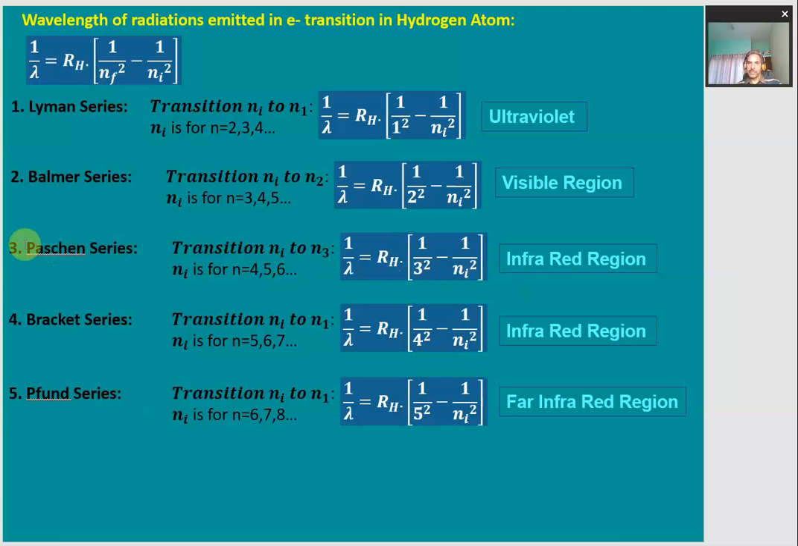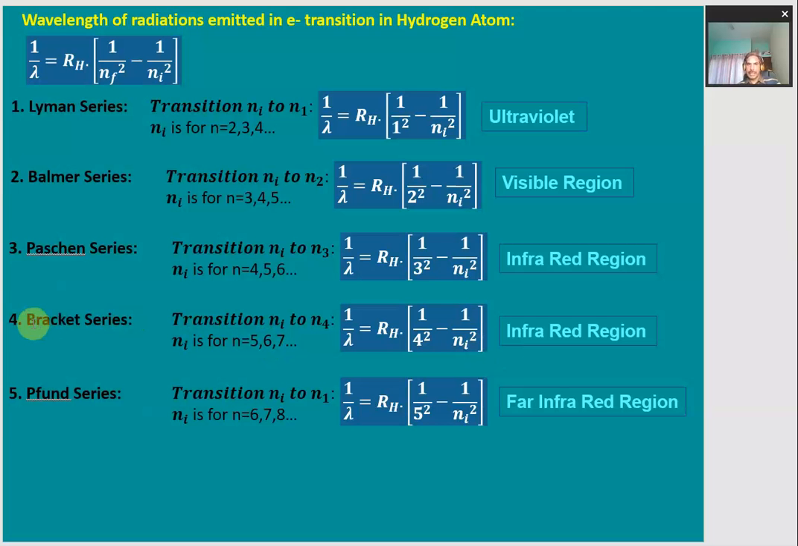Similarly, when transition takes place to the energy orbit for which n is equal to 4 from any higher energy orbit for which n is equal to 5, 6 or 7, the wavelength can be calculated by putting the value of nf, the final energy level, to be 4. So it is 4 square here. On calculation, we can see that all these wavelengths are in the infrared region. And all these radiations emitted together are called the Brackett series, radiations of the Brackett series.